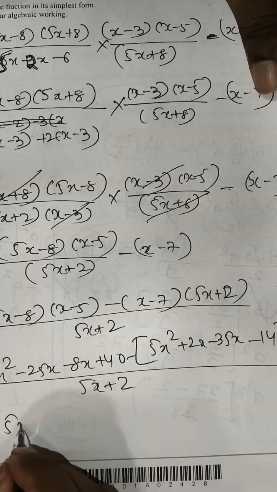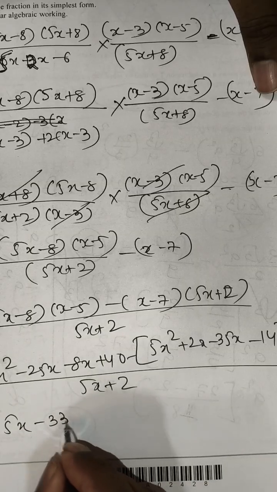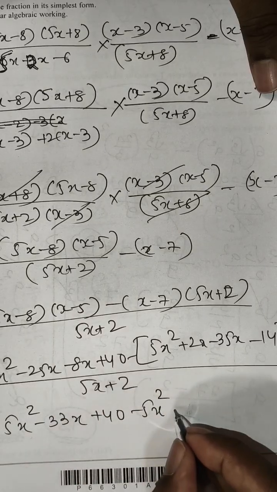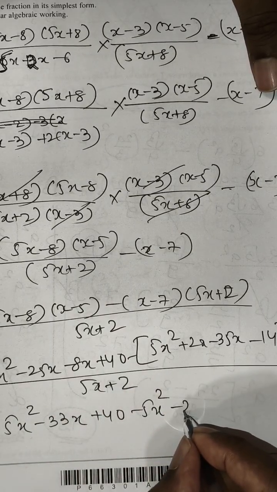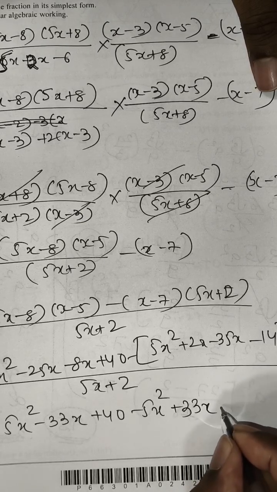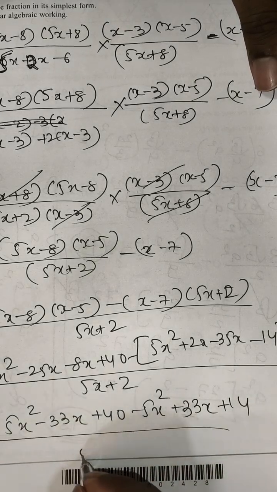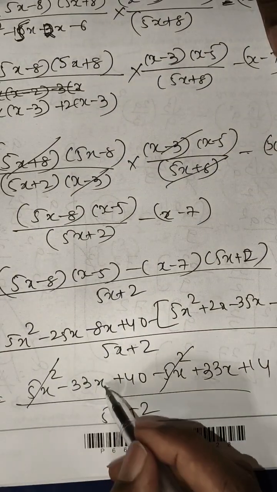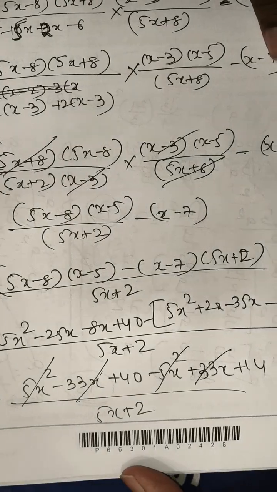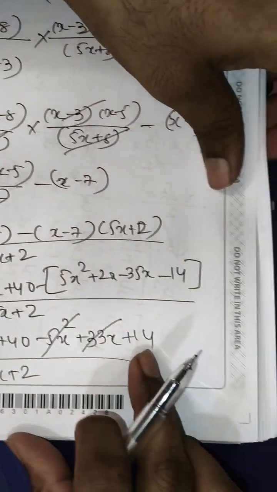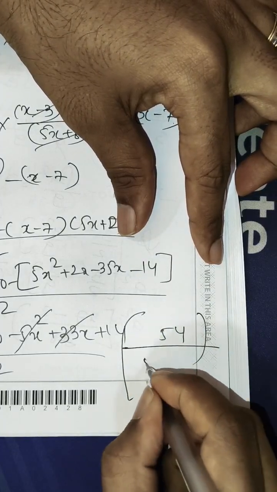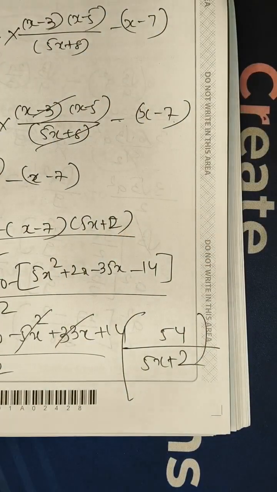Correct? It is equal to 5x square minus 33x plus 40 minus 5x square plus 33x plus 14 upon 5x plus 2. Correct? 5x square cancel, 33x cancel. Correct? So 40 plus 14 is 54 upon 5x plus 2 is my final answer.